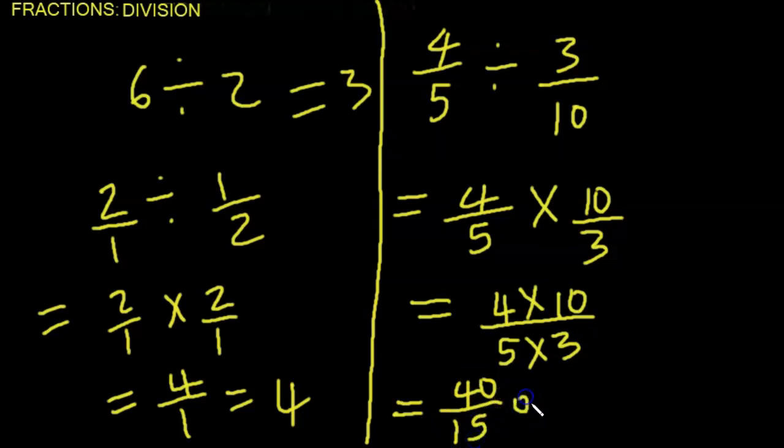And if you wish, you can simplify by dividing both numbers by the same value. So remember, when you want to simplify a fraction, you have to divide both the numerator, which is 40, and the denominator, which is 15, by the same value. And you will realize that 5 can divide into both numbers. So 40 divided by 5, that's 8. And 15 divided by 5, that's 3. So 40 over 15, or the simplified version, 8 over 3. Any of those answers can work.